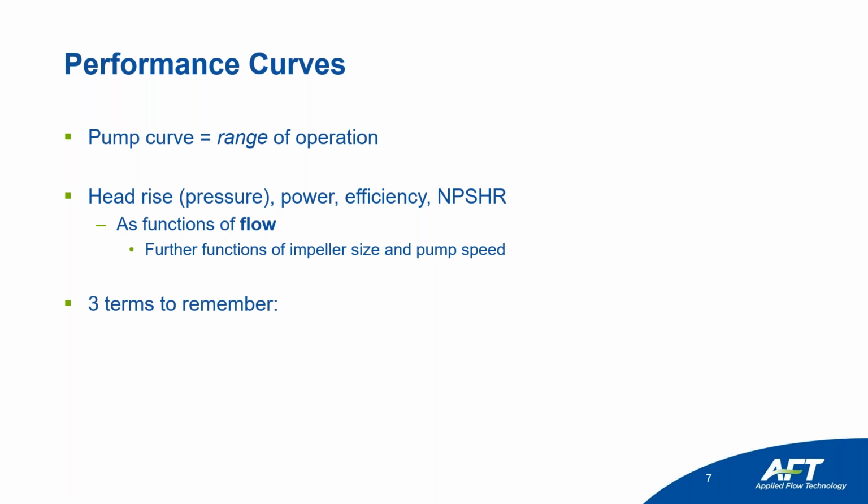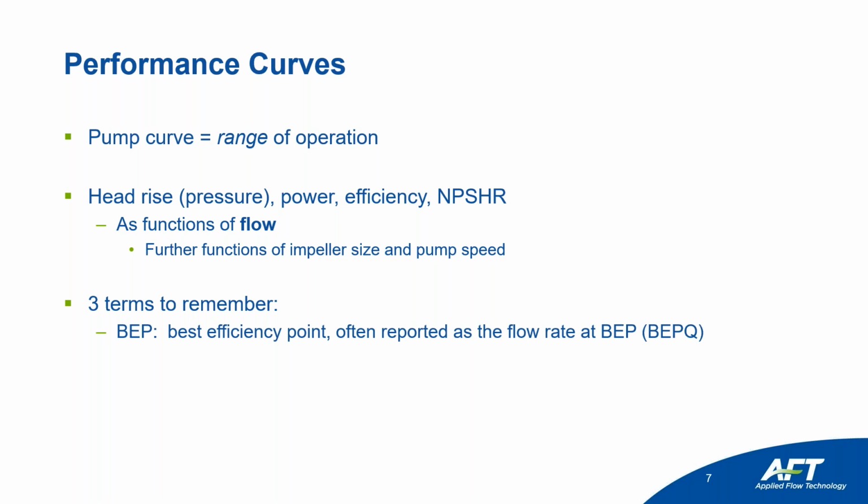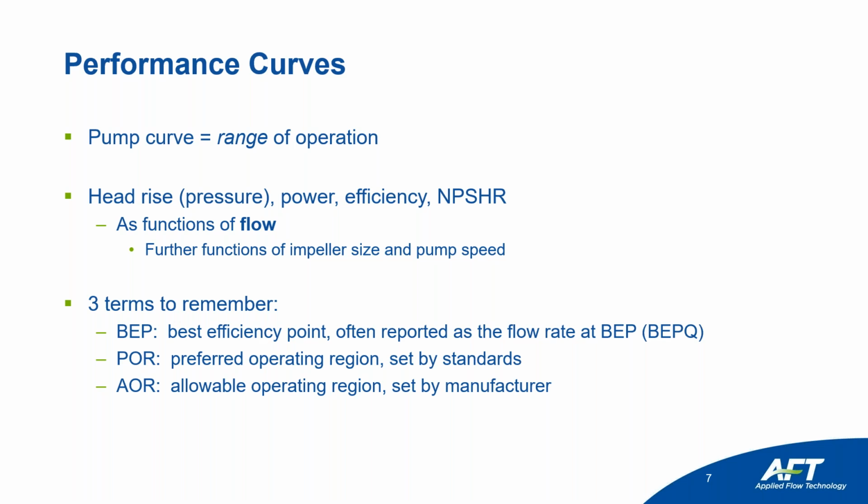So with perf curves, there are 3 things to remember. BEP, these are all going to be three-letter acronyms. Best efficiency point, often reported as the flow rate at BEP. So it's the BEP flow rate, BEPQ. That's how we're going to refer to it here. The POR, preferred operating region, that is set by standards, by governing bodies. The AOR is the allowable operating region. That is set by the manufacturer, so different than the POR.